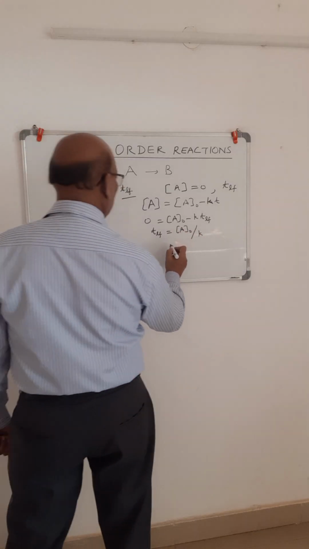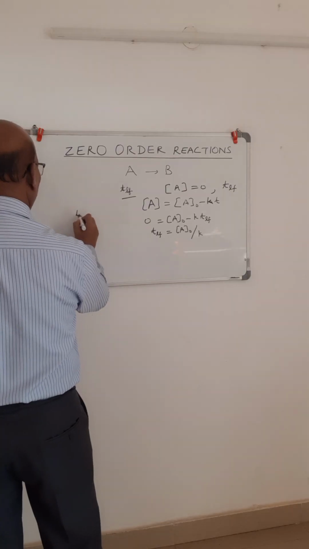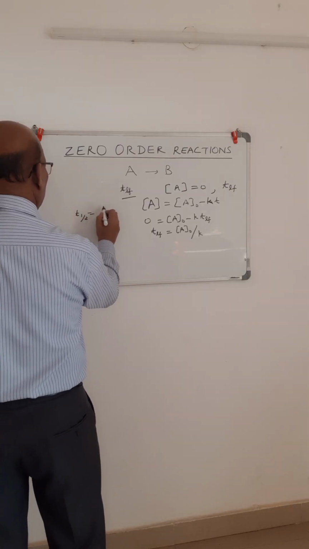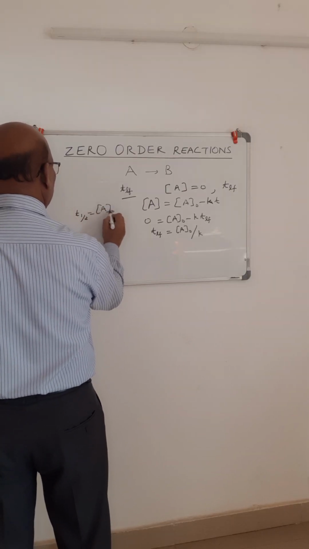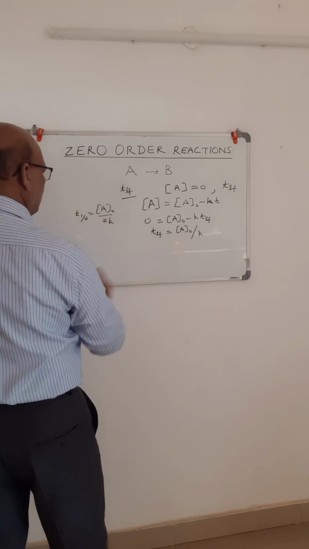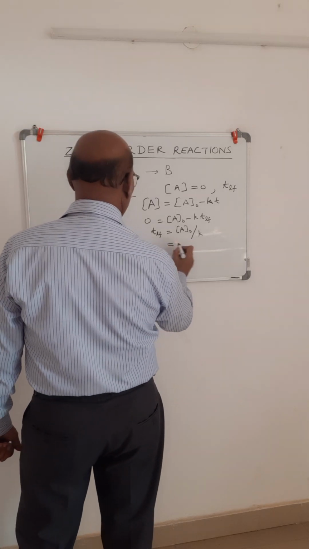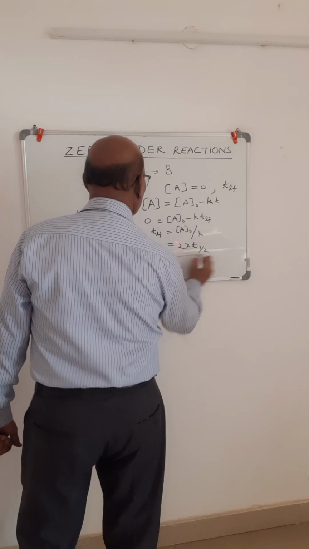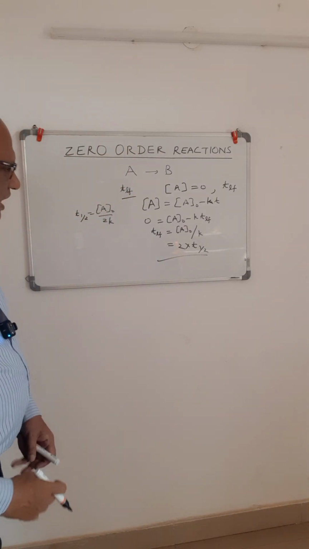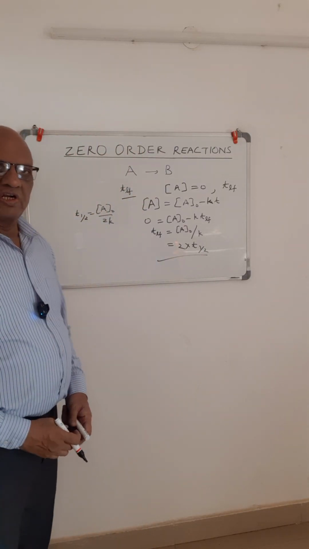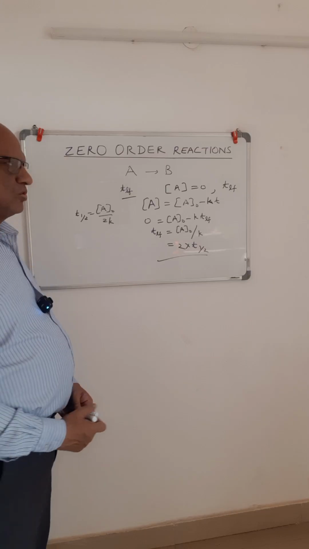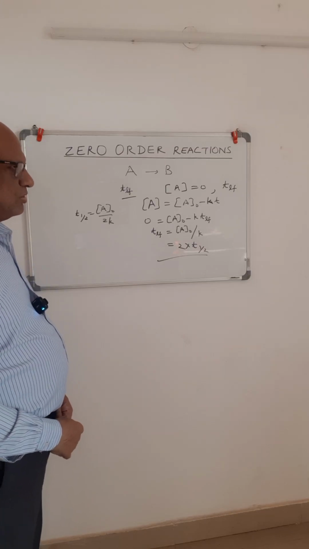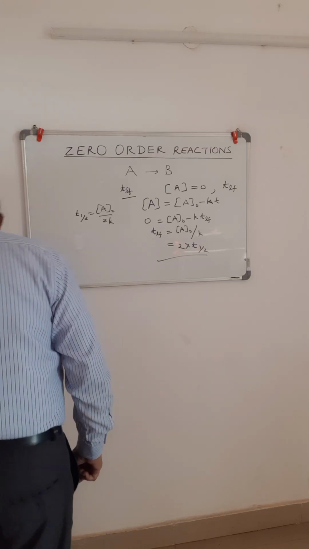This we have found earlier that t half life was A naught divided by 2K. So we can say that t lifetime is nothing but 2 into t half. Okay, that means the time required for 100% completion of zero order reaction is double the half-life.